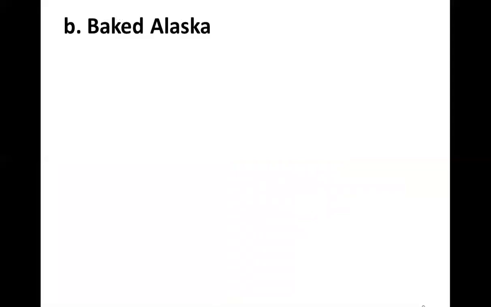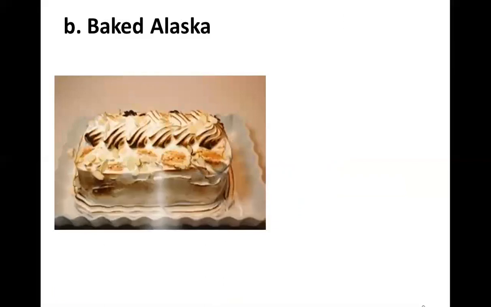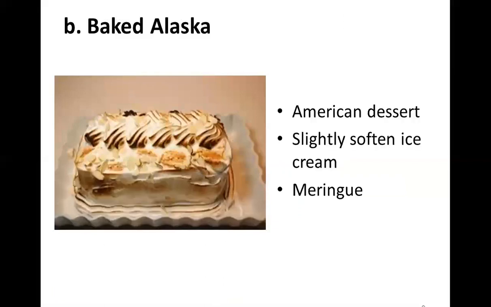The second dessert prepared from ice cream is baked Alaska. Baked Alaska is definitely an American dessert creation. It is composed of slightly soft ice cream mounted on top of a round or oval base of sponge cake. Then the entire assembly is coated with a layer of meringue.